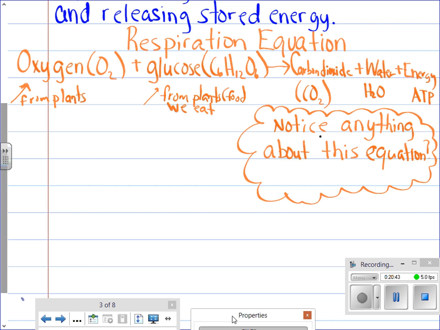What's the respiration's trash? Which is the photosynthesis treasure. So, notice anything about the equation? It's the opposite of photosynthesis. We're almost done.